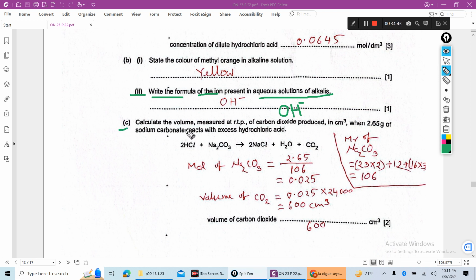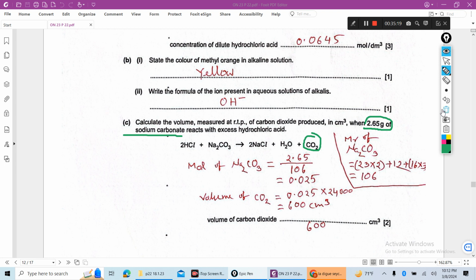Part C, calculate the volume, measured at RTP, room temperature and pressure, of carbon dioxide produced in cm³ when 2.65 g of sodium carbonate reacts with excess hydrochloric acid. So you are asked to calculate the volume of carbon dioxide, but in the question 2.65 g of sodium carbonate is given. Sodium carbonate mass is given, so you can use the solid formula to calculate moles of sodium carbonate.